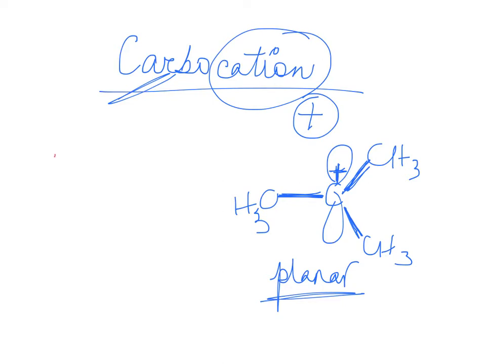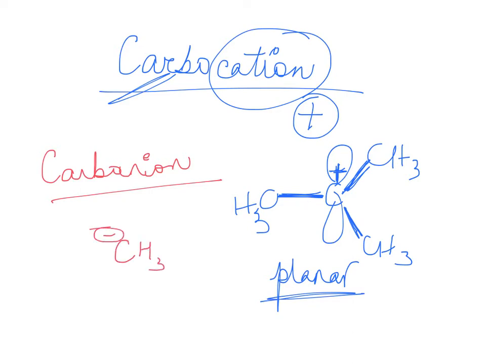The other ion that is possible is carbanion. And in case of carbanion, you have CH3, let's say, with a negative charge here. That would mean that there is an additional electron on carbon. Okay.